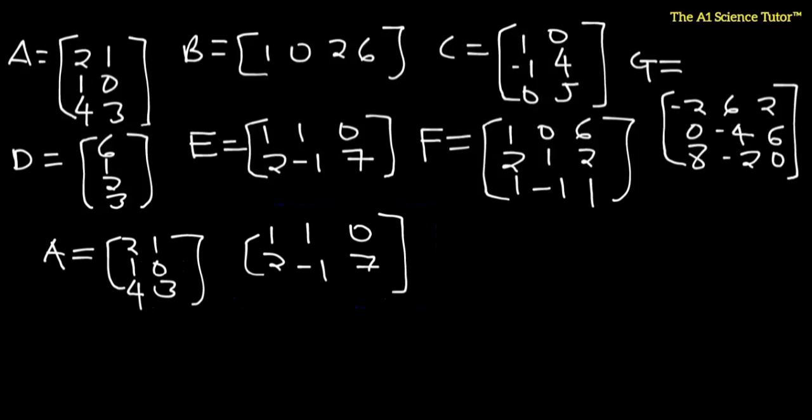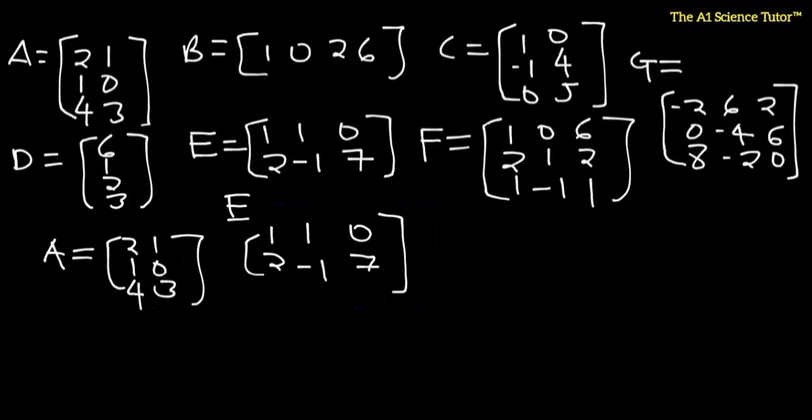But I'm just trying to tell you that you have 2 elements within each row of the matrix A, and then you also have 2 elements within each column of the matrix E, which works. Okay?